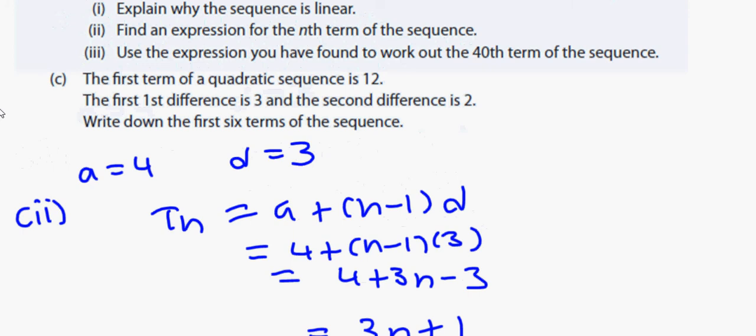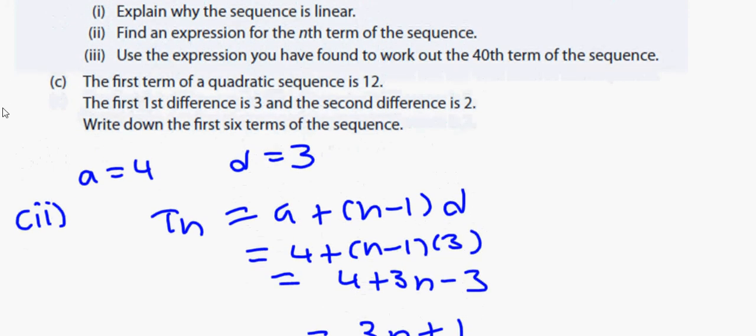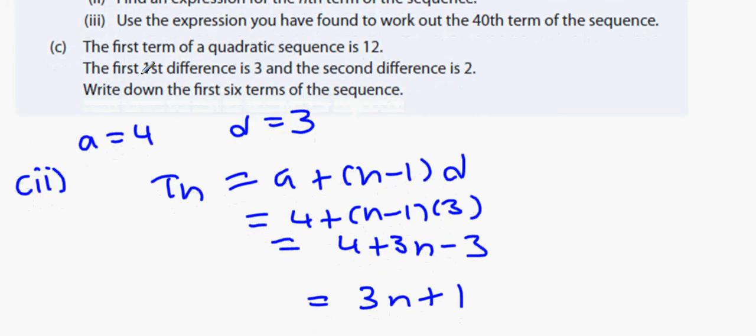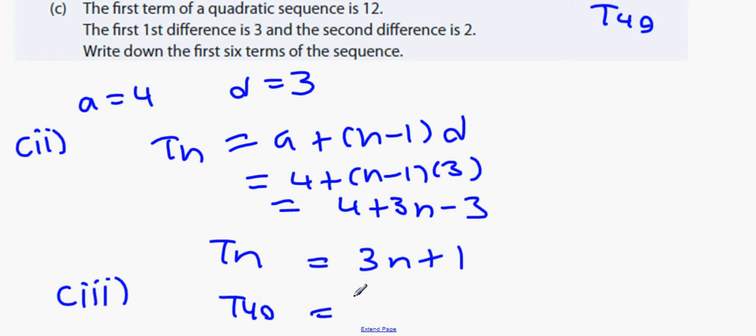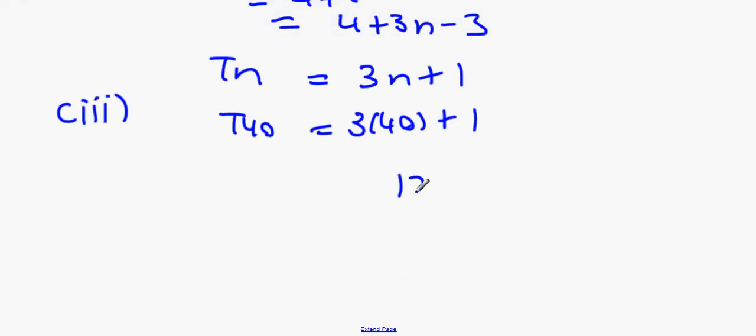Use the expression you found to work out the 40th term of the sequence. The 40th term of the sequence means T40. So if Tn equals 3n plus 1, T40 must be 3 times 40 plus 1, which is going to be 120 plus 1, which equals 121. Okay.